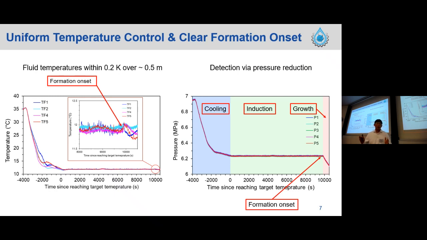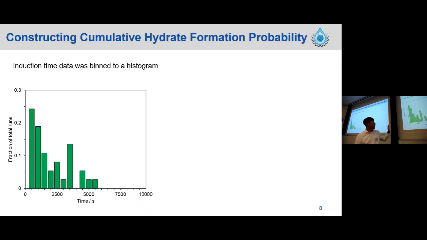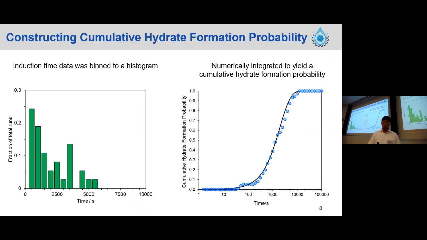So that's one cycle of hydrate formation. And then we repeat that procedure over and over again. Then we have a lot of induction time data, given the same subcooling. So we use that induction time data to make a histogram, and then we numerically integrate to yield a cumulative hydrate formation probability, or CDF.